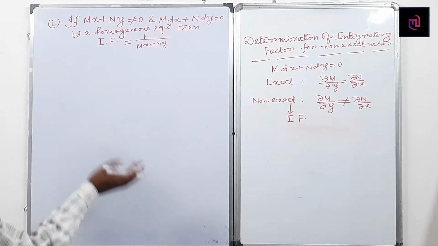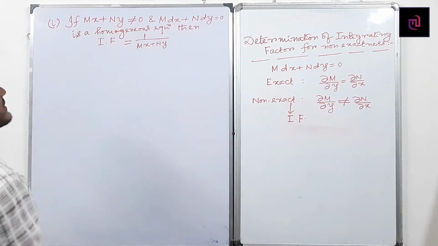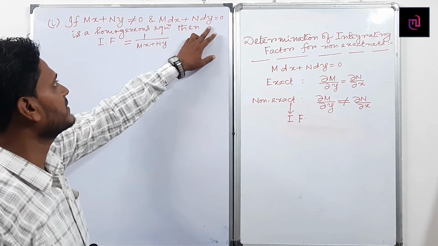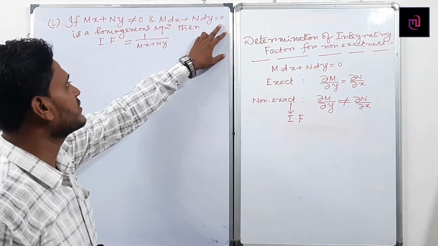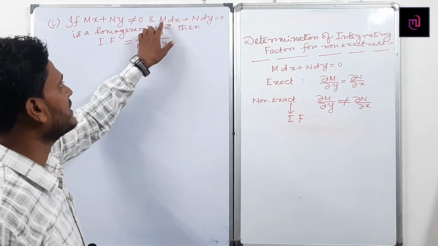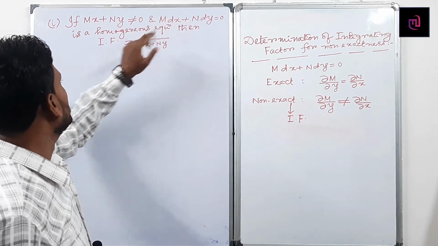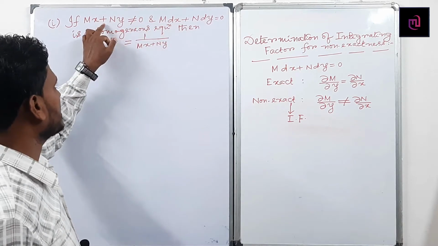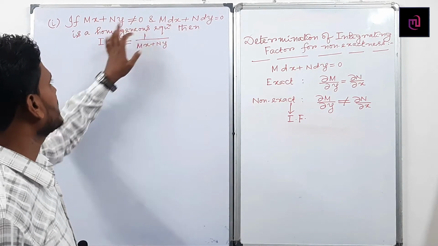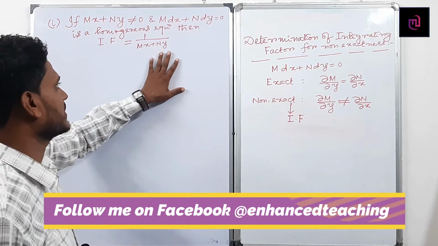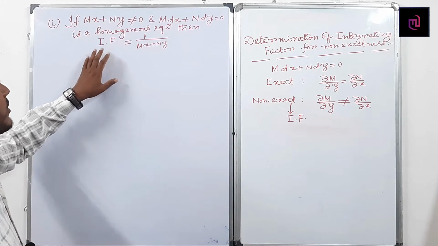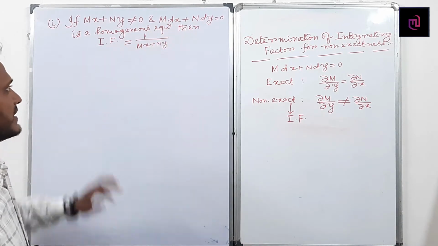I will discuss one problem which is based on this case. Whatever the homogeneous equation is given, M dx plus N dy equals to 0, first of all we have to find what is M and what is N. Then check M into x plus N into y not equals to 0. Then directly you can write the integrating factor. What do you mean by integrating factor? A factor by multiplying which a non-exact equation reduces to the exact form.